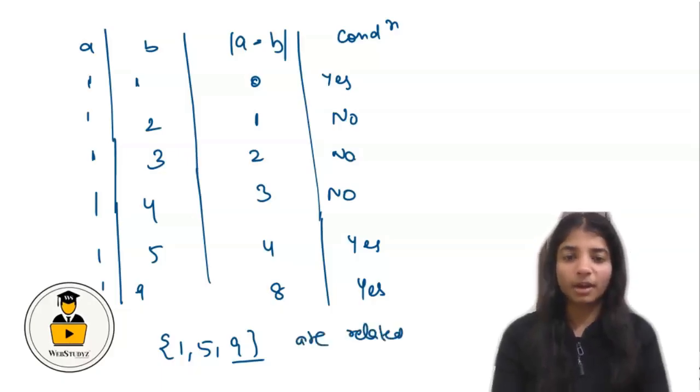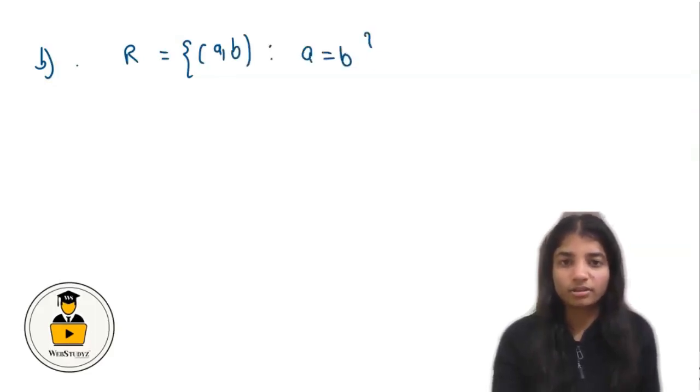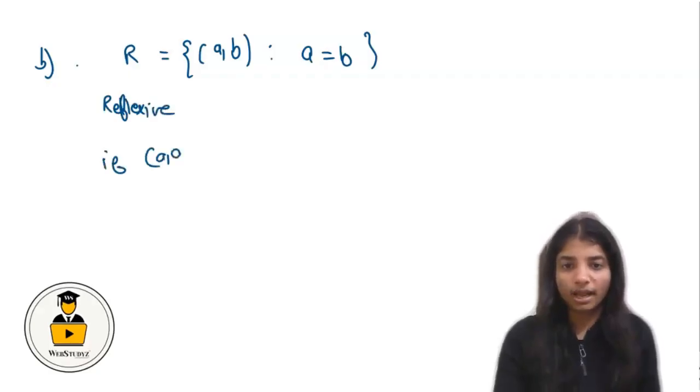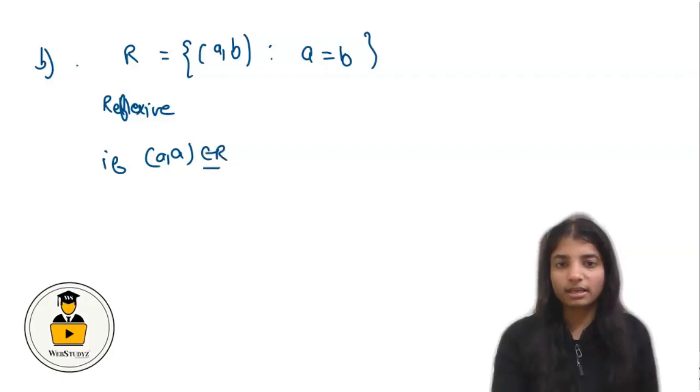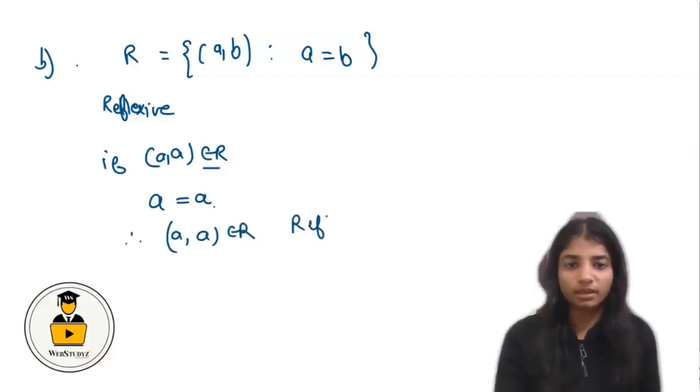Now we are considering part 2. In this part we are given the relation R such that (A, B) such that A is equal to B. So we are checking for reflexive. Reflexive means if (A, A) belongs to R, then we can say that the relation is reflexive. We know that A is always equal to A. Therefore we can say that (A, A) belongs to R. So we can say that this is a reflexive relation.